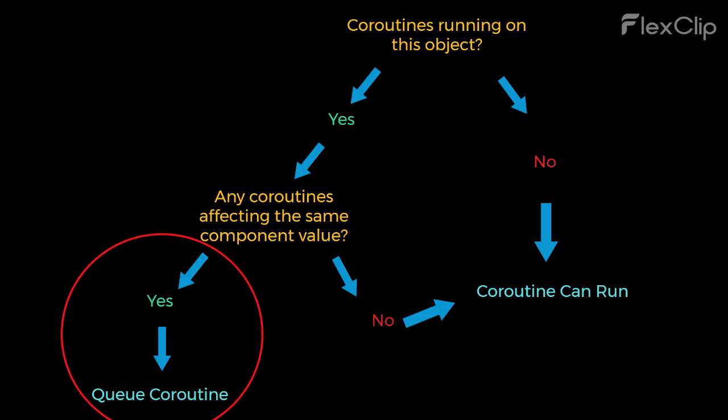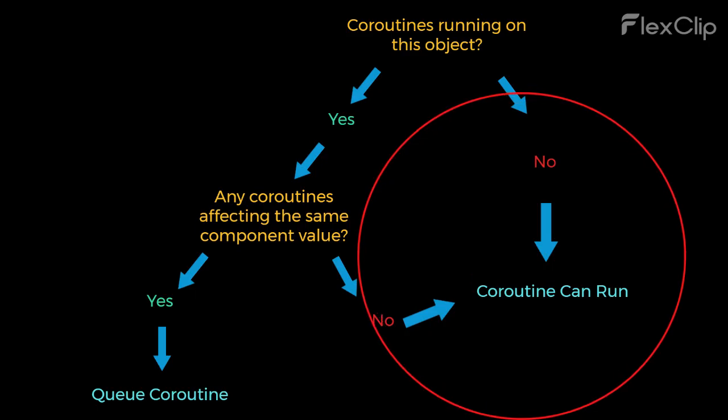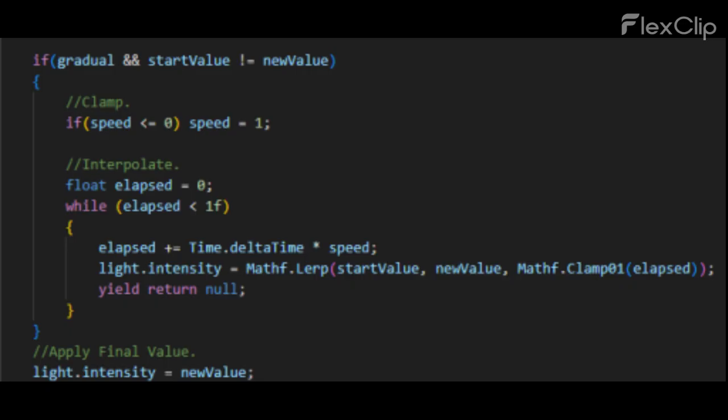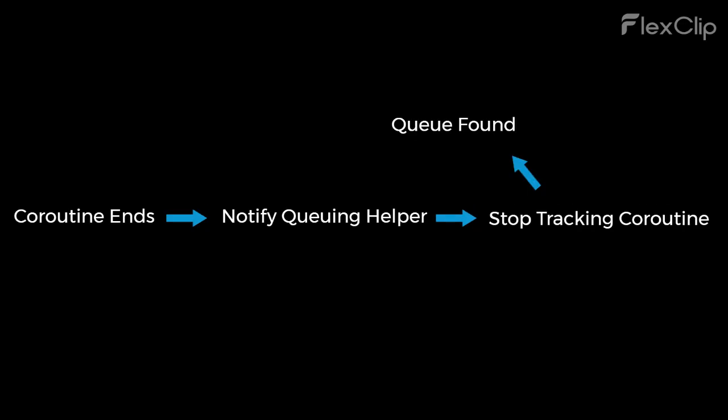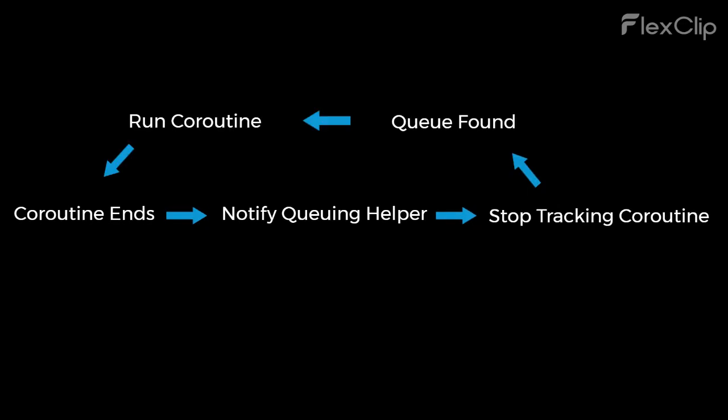If so, then the coroutine is moved into a queue to be executed later. If not, it's allowed to run and is tracked from start to finish by the queuing helper. What happens within the coroutine depends on the operation, but as an example, most numerical value changes follow a similar looping pattern. When the function ends, the queuing helper is notified. The currently running coroutine stops being tracked, and any coroutines within matching queues are put in its place, repeating until all queues are emptied.